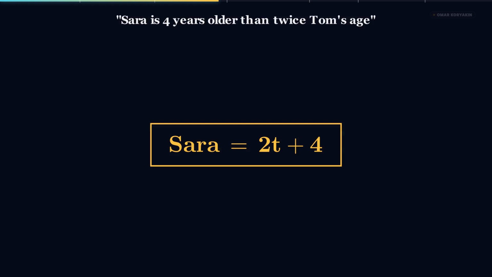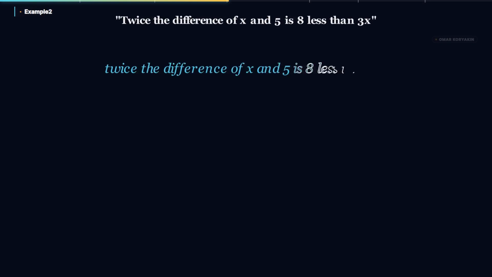As a bonus check, if you were also told that Tom is 12 years old, you could now substitute t equals 12 and compute Sarah's age as 2 times 12 plus 4 equals 28. Completing the full evaluate after translate workflow that combines today's translation skill with the evaluation skill from lesson 4. Here is the second worked example.